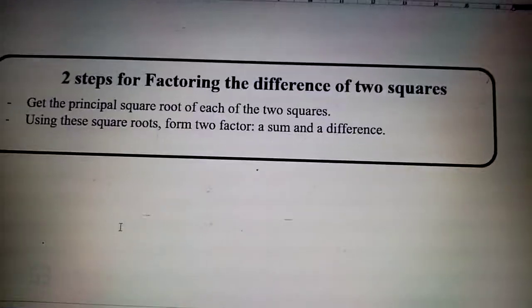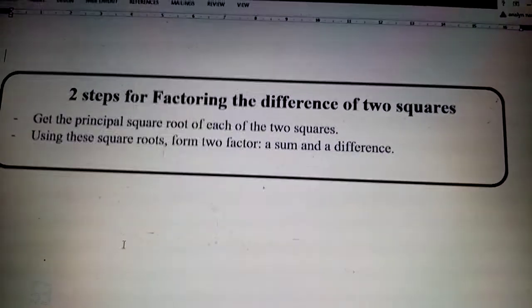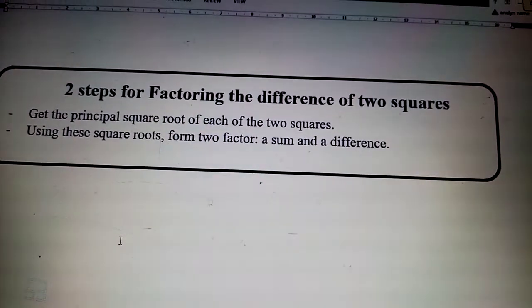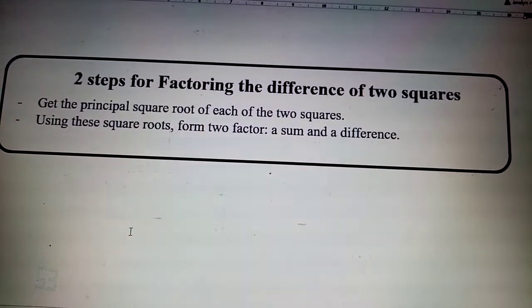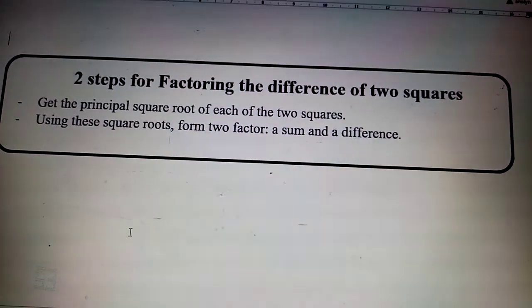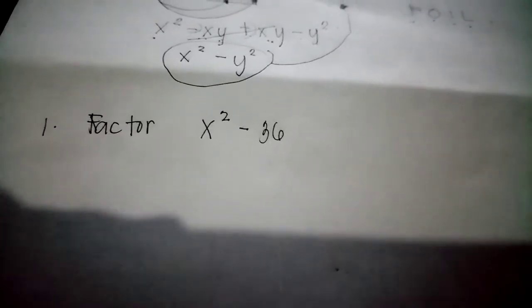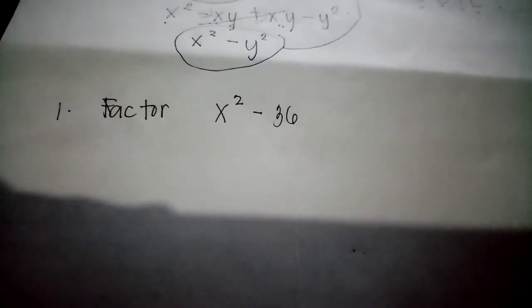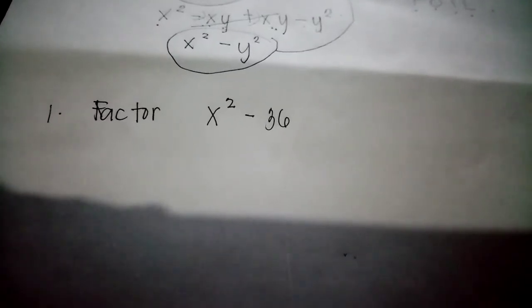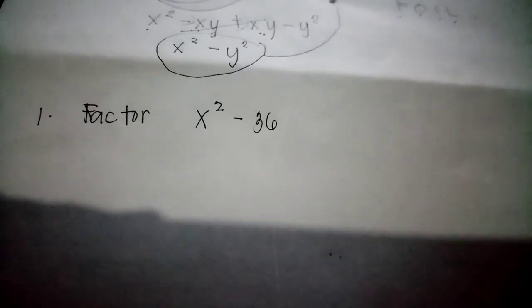In factoring the difference of two squares, we have two steps. The first one is to get the principal square root of each of the two squares. The second one is using these square roots to form two factors, a sum and a difference. To use these two steps, we'll have this example: factor x squared minus 36. First, equate this equation to 0, then transpose the negative 36.